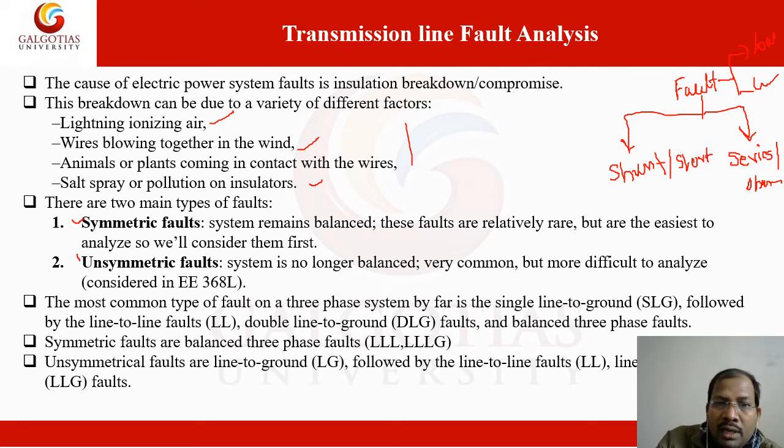So you know that basically the single line to ground fault is called the LG fault, and then there are line to line faults and double line to ground faults. These come under the unsymmetrical or unbalanced conditions. And symmetrical faults are basically three-phase faults, so triple line or triple line to ground faults. Unsymmetrical faults are line to ground LG fault, line to line, double line to ground faults, or open faults or short circuit faults.